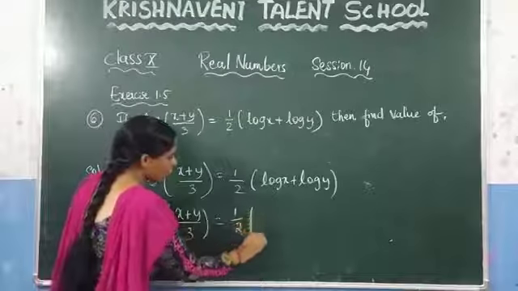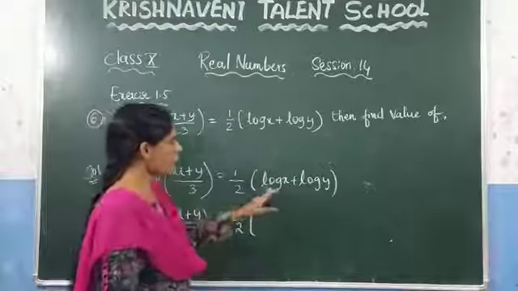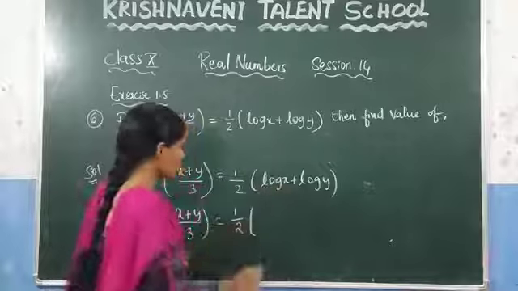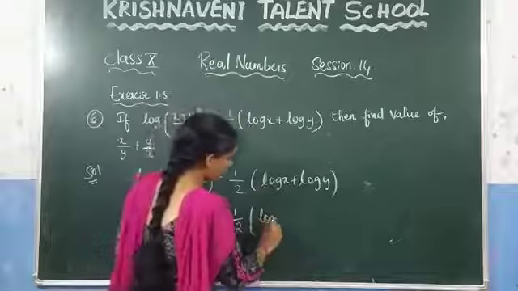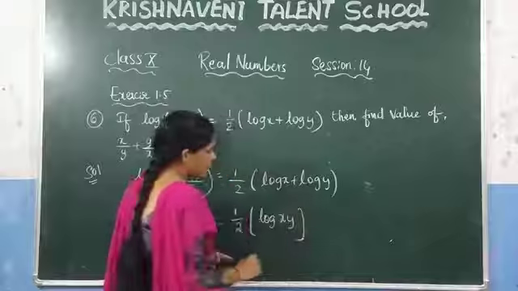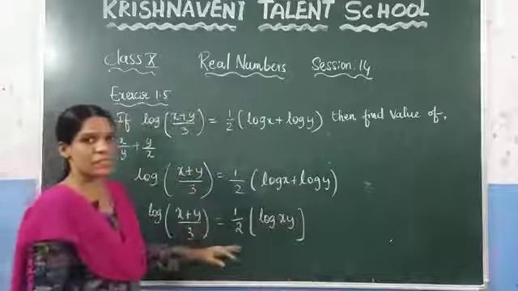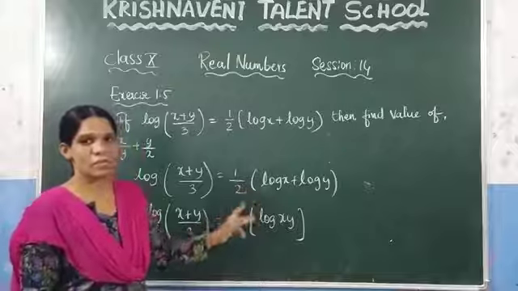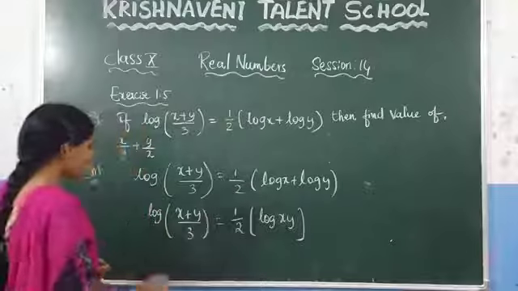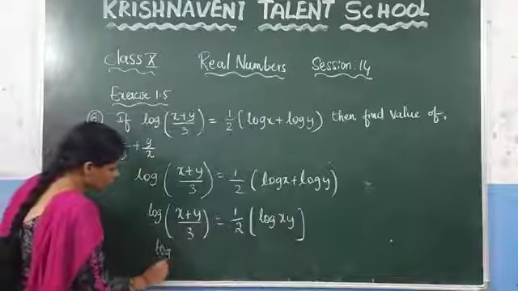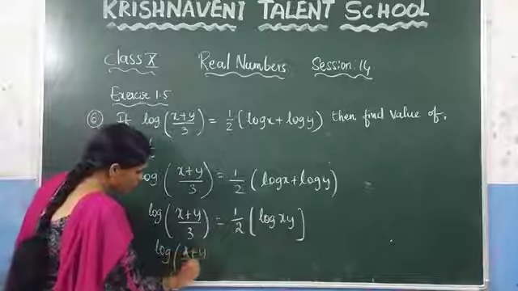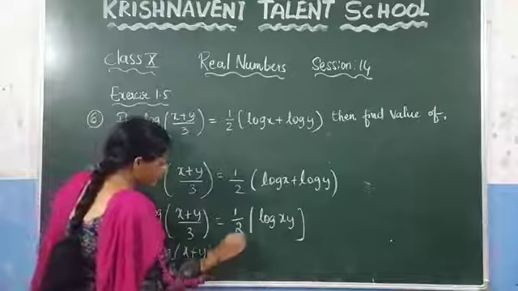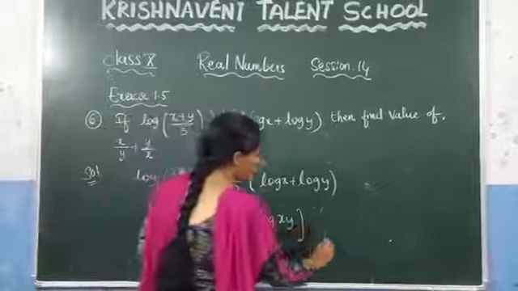1 by 2 times... what is the formula for log x plus log y? You know that it is log x into y. We discussed this while discussing the laws of logarithms. The formula for log a plus log b is nothing but log a into b. Now this one you can write as log (x plus y)/3 is equal to, again it is in the form of what?